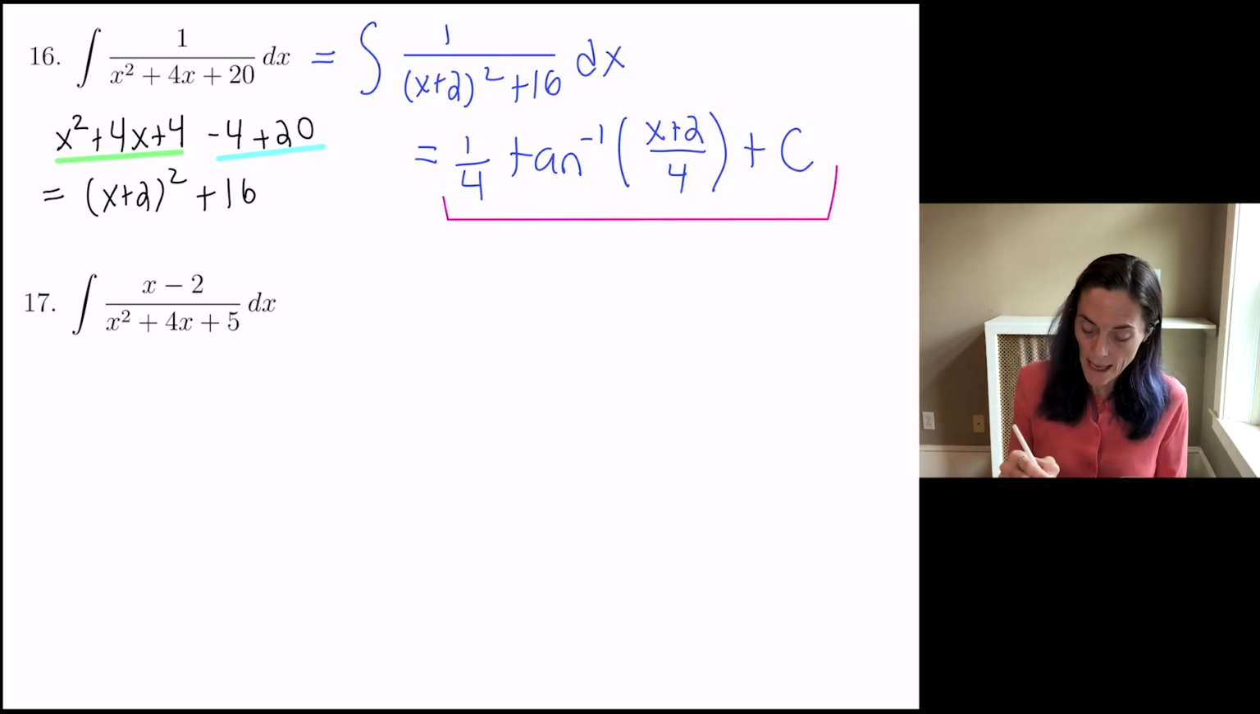Once again, we can look at the denominator and complete the square. So here we have x squared plus 4x plus 5.